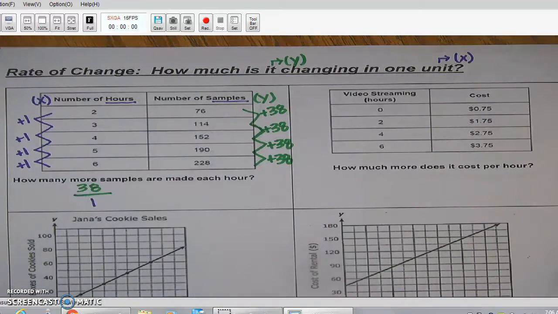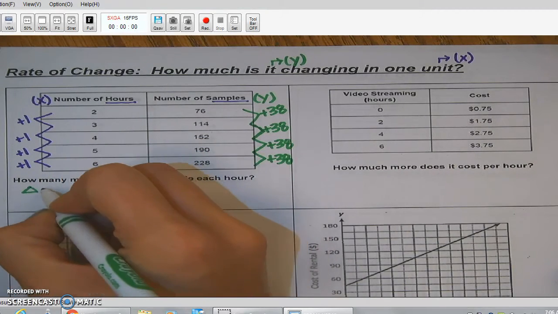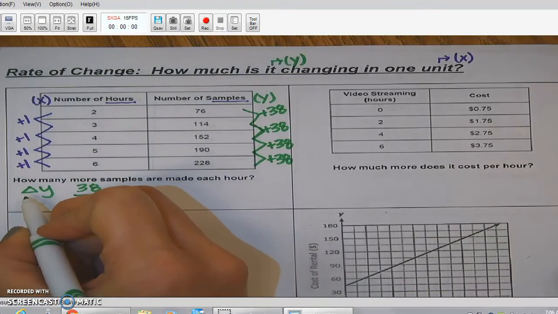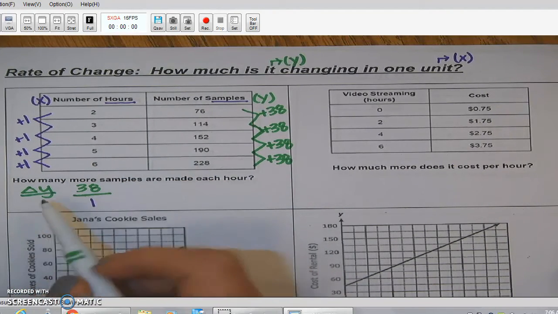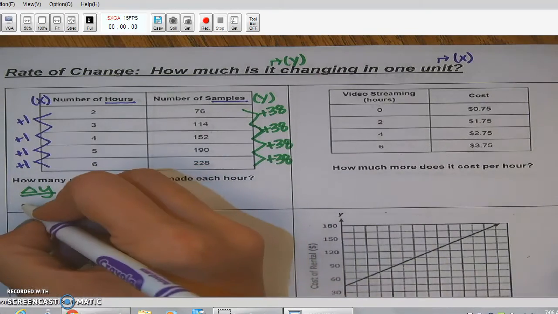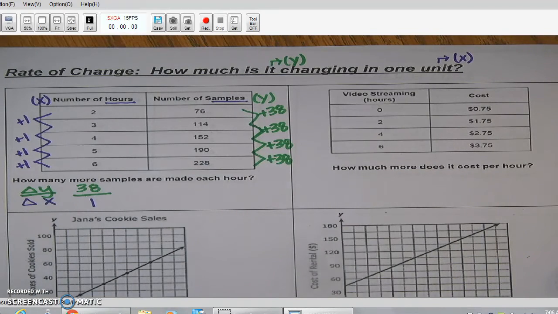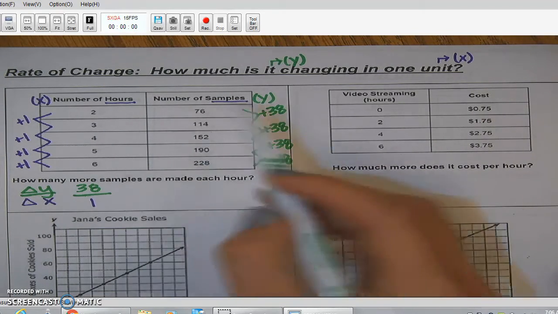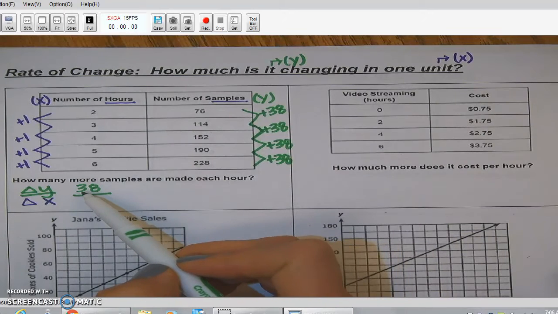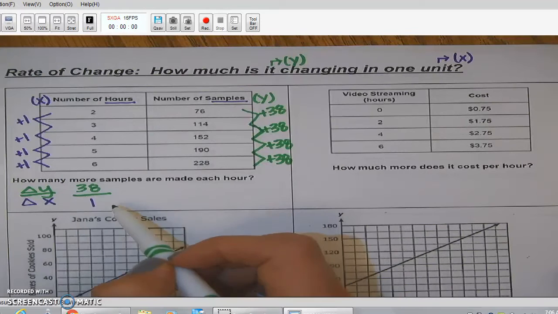So we're always going to write the change in our y values, and we can write it with this little triangle symbol. That means change. So that just means how much did y change over how much did x change. So in my table, every time I went up, y changed by 38, so that goes on top. X changed by 1, so that goes on bottom. And then we just simplify.